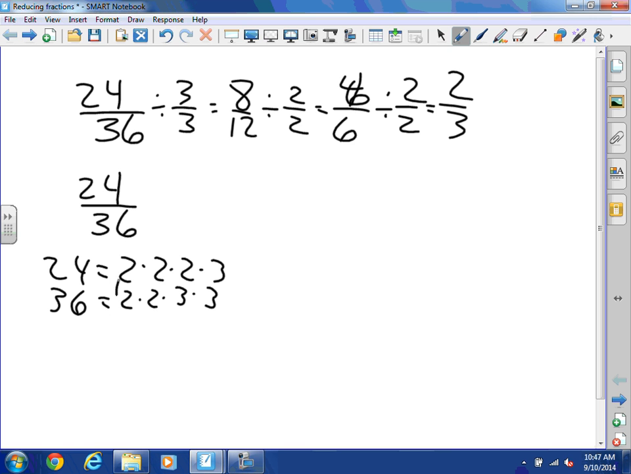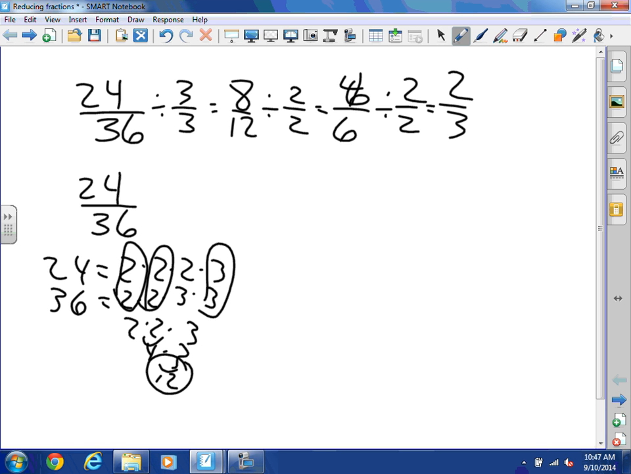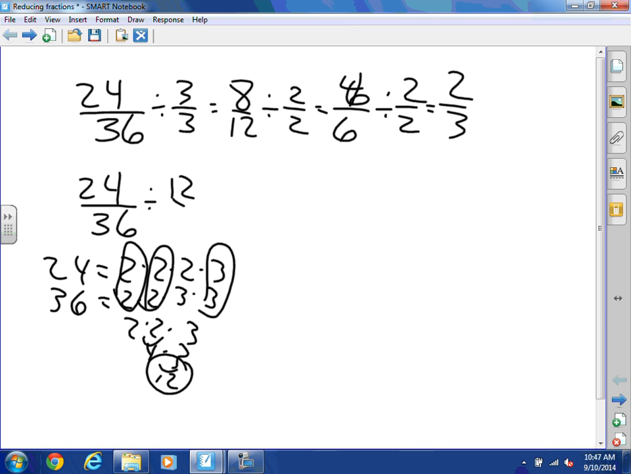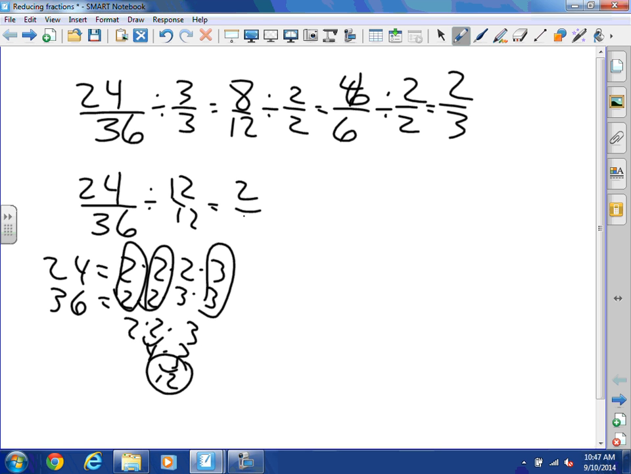I have a pair of 2's, another pair of 2's, and a pair of 3's. Actually, that's 2 times 2 times 3, which is 4 times 3, and that's 12. That's my greatest common factor, also called the greatest common divisor. So I could have divided this by 12/12, which gives 2/3. I came up with the same answer, just a little bit different method. It's easier. Dividing by 3, by 2, and by 2 is 4 times 3, which is 12 anyway.